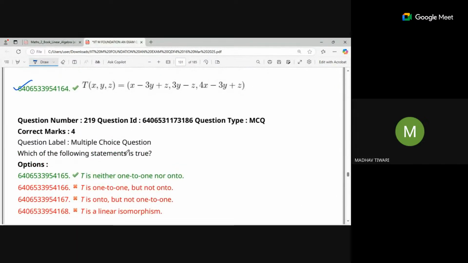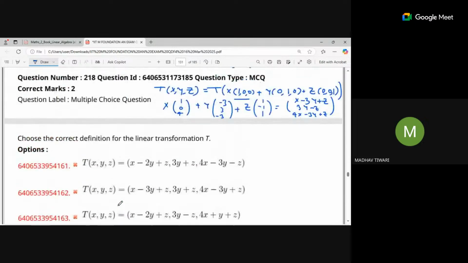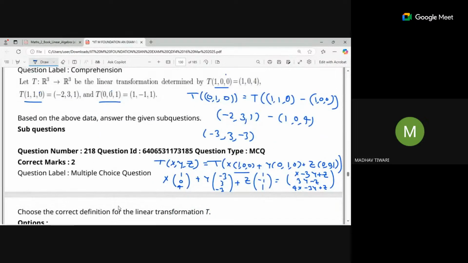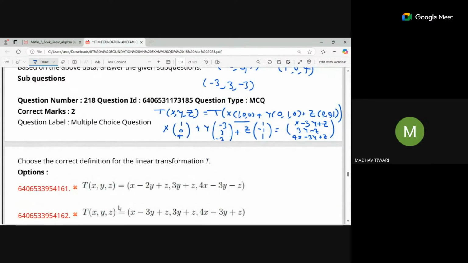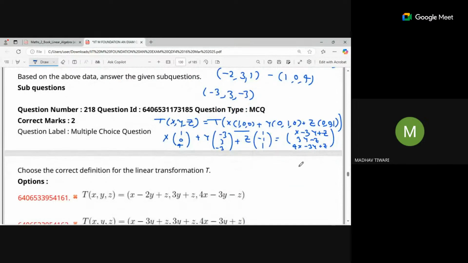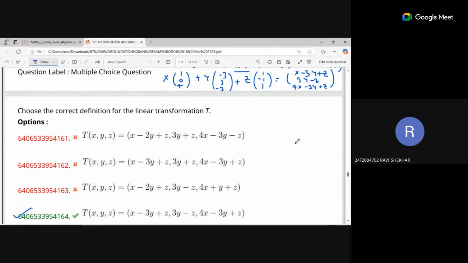Next, it is given and we have to check whether it is one-one and onto. So what I can do is represent it as a matrix and then form the equations out of it by equating the transformation to the zero vector.